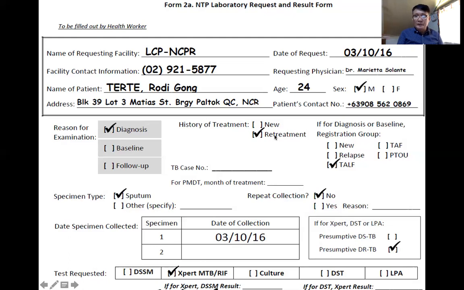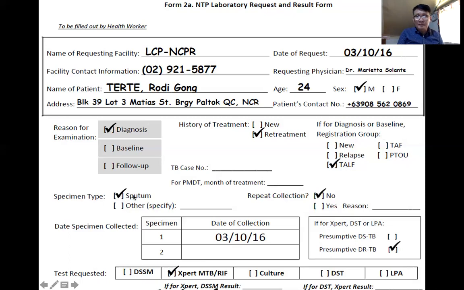Now, if it is for retreatment, then we also need to identify the registration group. Is it new, relapse, treatment after loss to follow-up, or TALF, or PTOU? So check only one, okay? And of course, if it is for follow-up, then you just have to indicate the TB case number, okay?